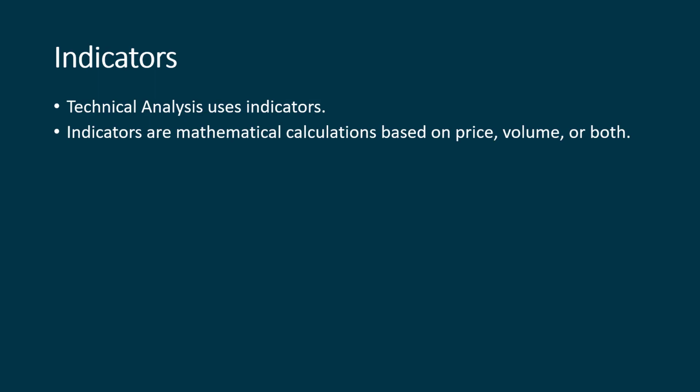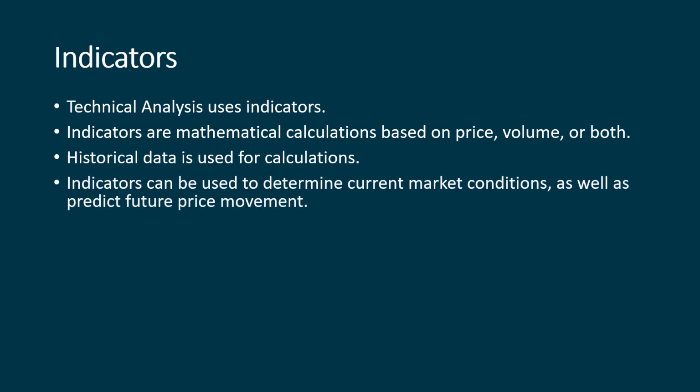Indicators are mathematical calculations that are based on price. They can also be based on volume or a combination of the two, price and volume. Historical data is used for the calculations. So we're looking in the past to make our current calculations to help us determine what we think will happen in the future. Indicators can be used to determine current market conditions, so where we're at right now, as well as predicting what we think future prices will do.